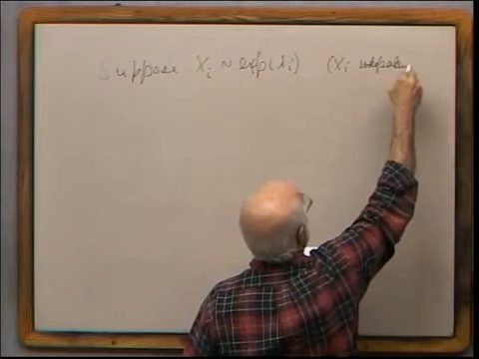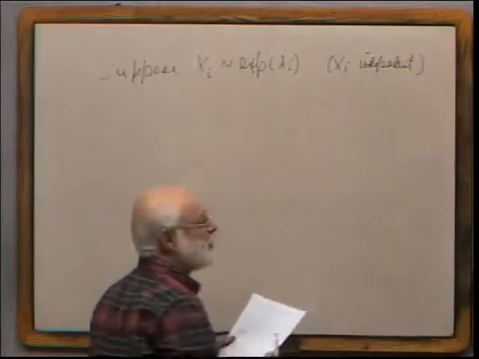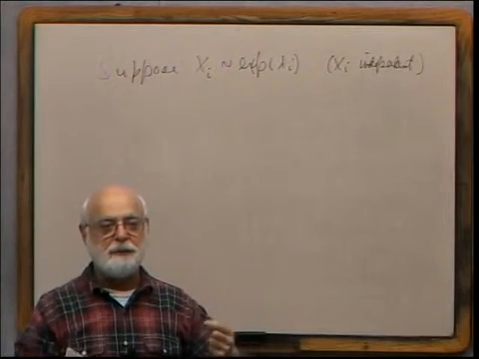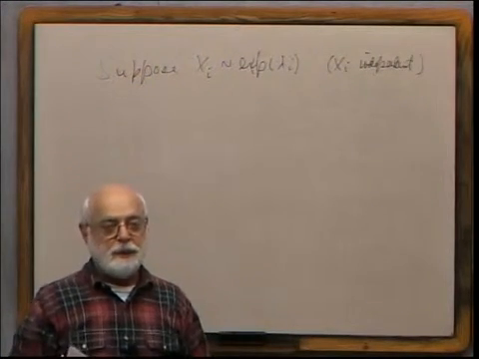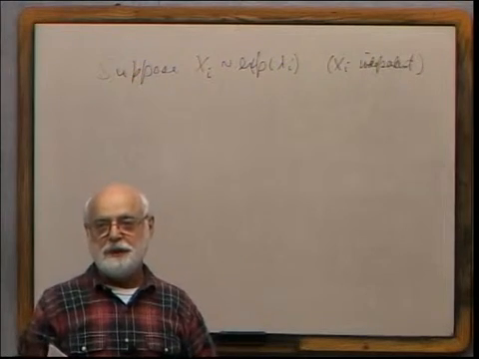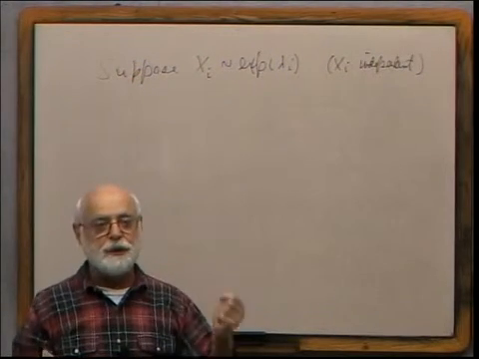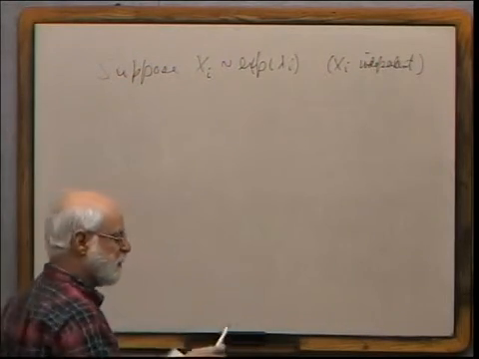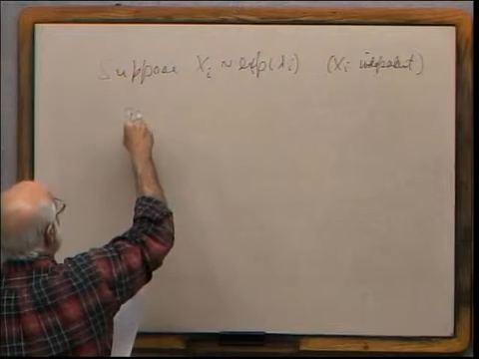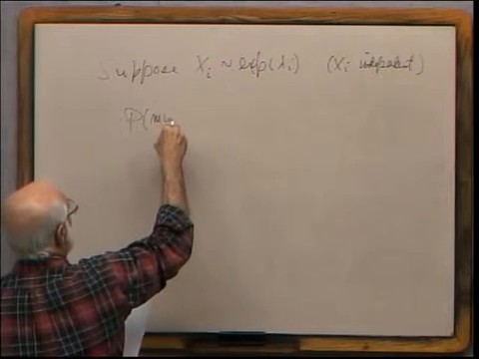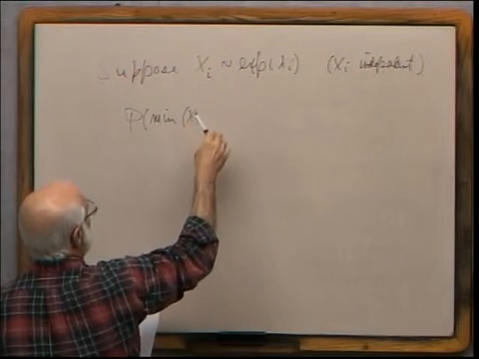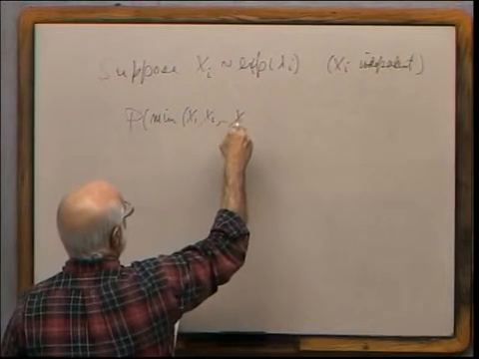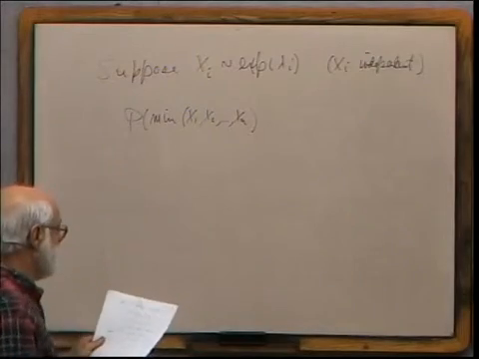In a queuing model, some of the x's could represent the times until arrivals with Poisson input, and some of them could represent the times until departures with exponential service times. So what I want to ask is this. Suppose I look at the minimum. What's the distribution of the minimum of these independent x's? What's the probability the minimum is greater than t?